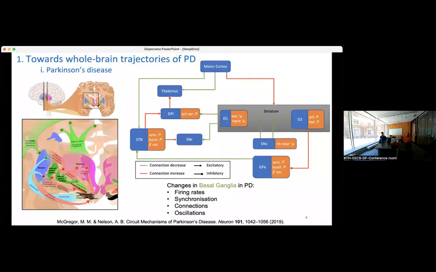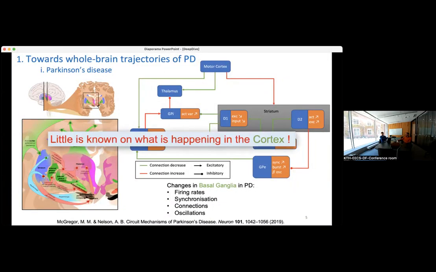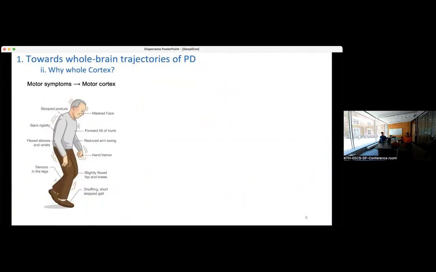So this is just to show you what we know, but we know much less about what's happening during Parkinson disease in the cortex. So that's what we will try to explore, and I will try to show you why it makes sense to look at the cortex.